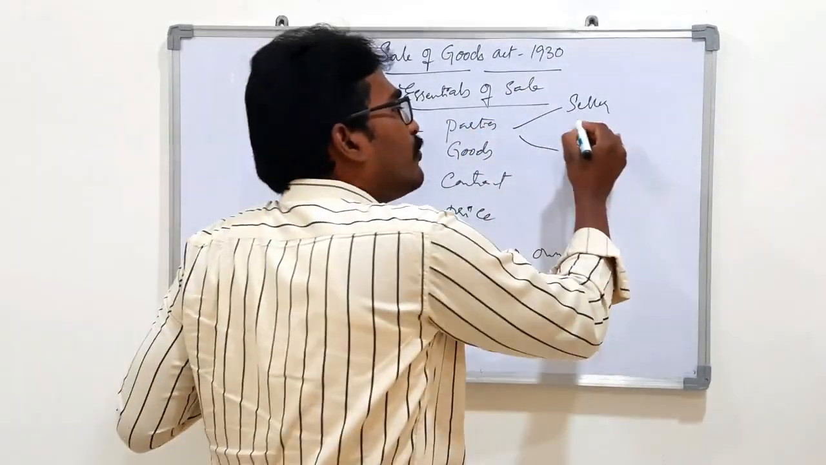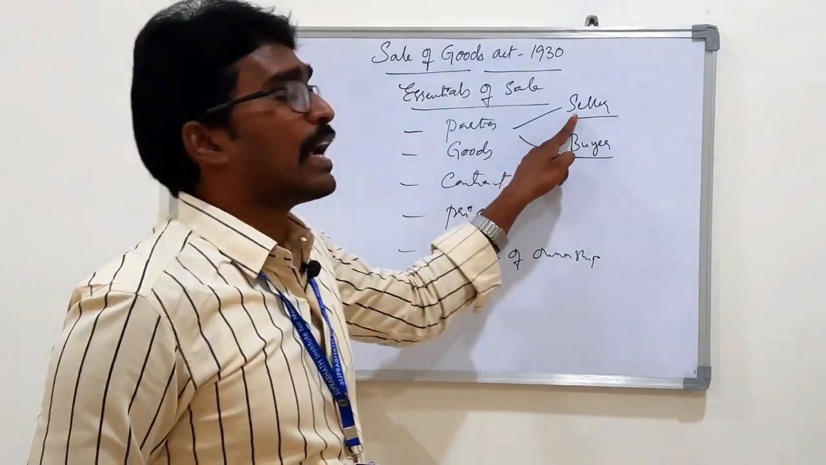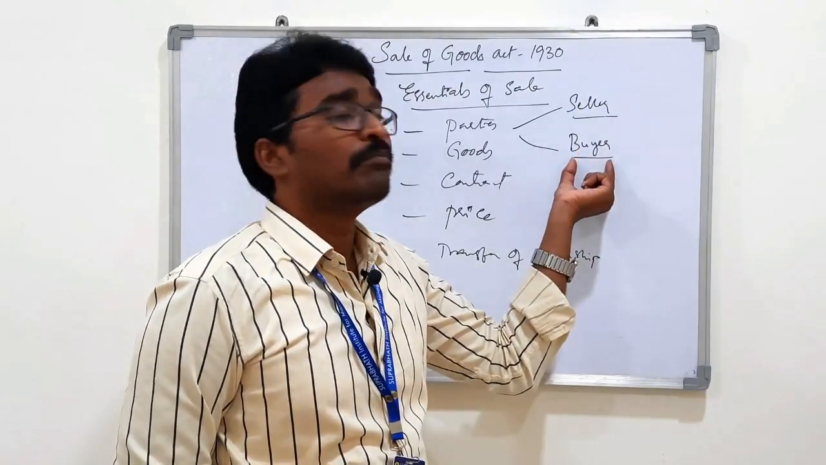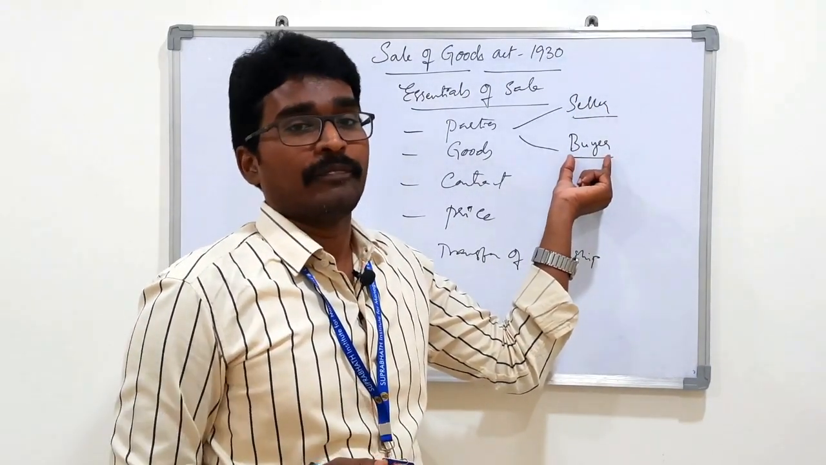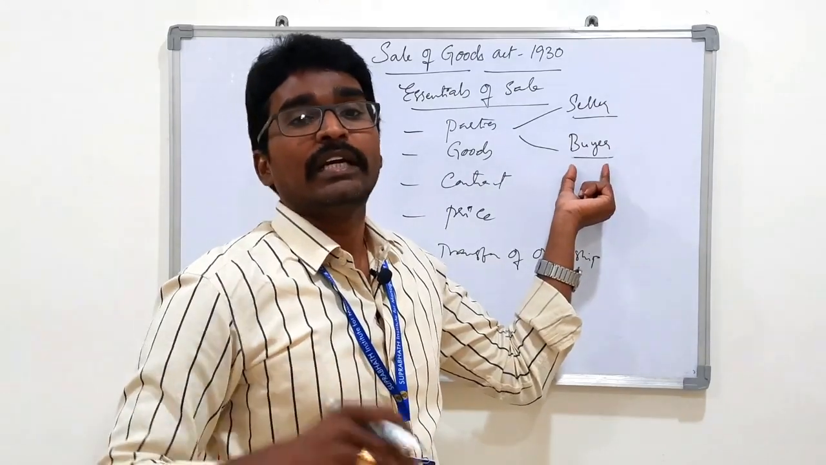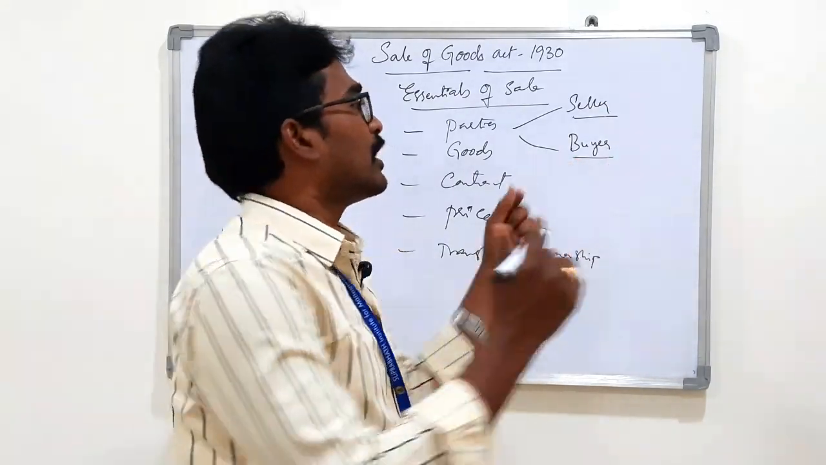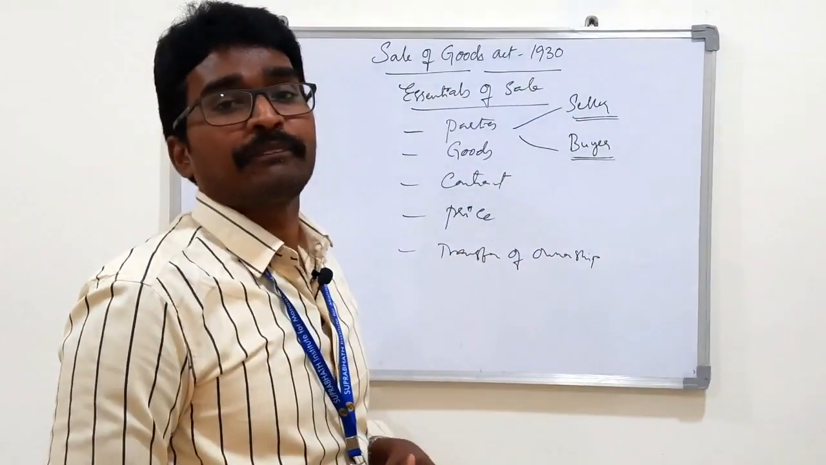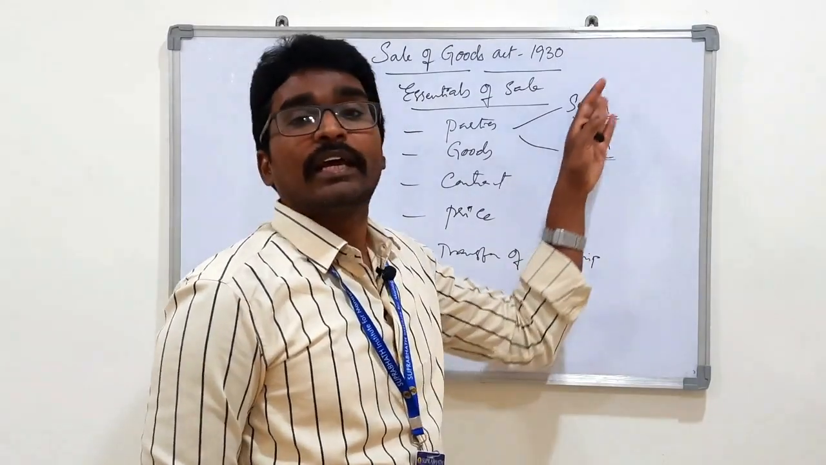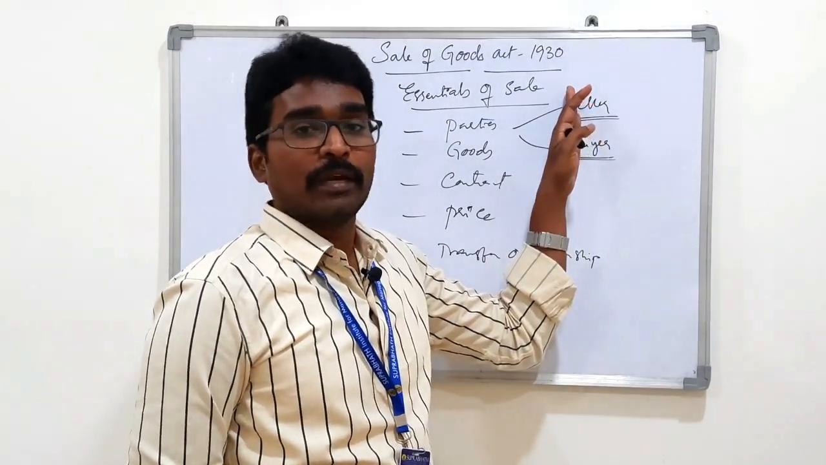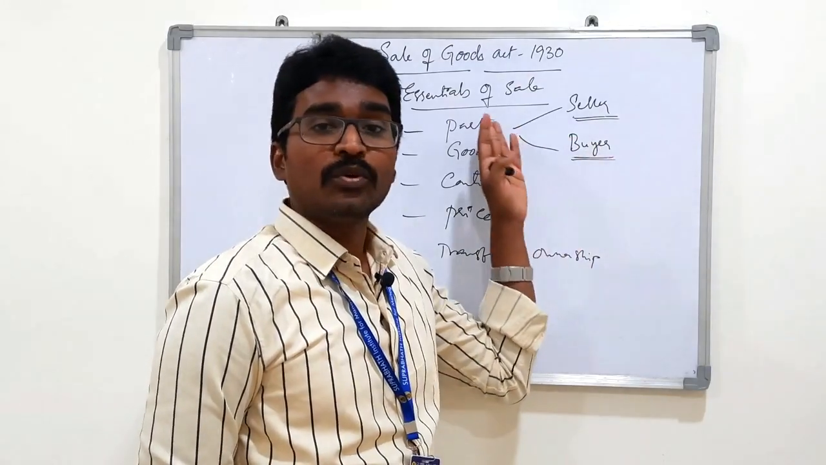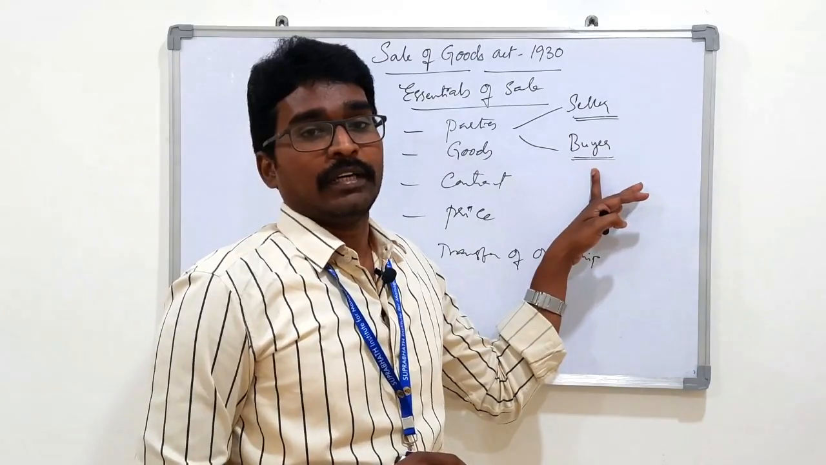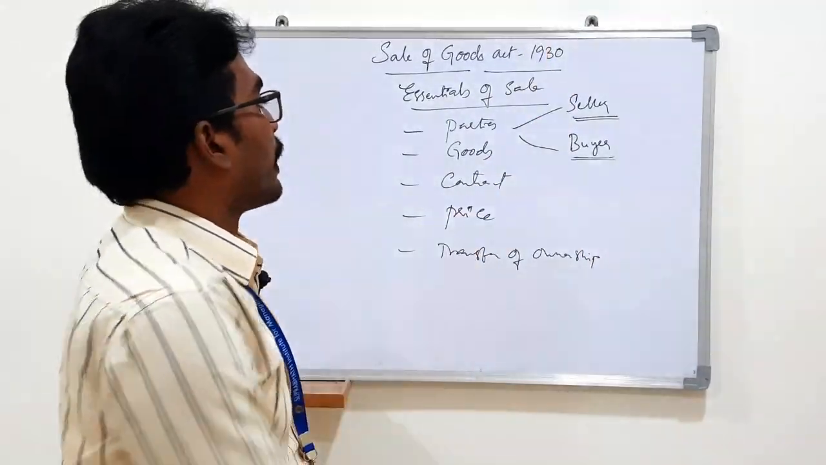Right. Both seller and buyer can act as promisor. Sometimes the seller can act as promisor or sometimes the buyer can act as a promisor or offerer. The party who is giving an offer is treated as offerer here. Sometimes the seller can make an offer, sometimes the buyer can make an offer. So any of the two can act as promisor or offerer. There are two parties, the seller and the buyer, who exchange transactions among themselves to perform sale of goods. So this is about parties.